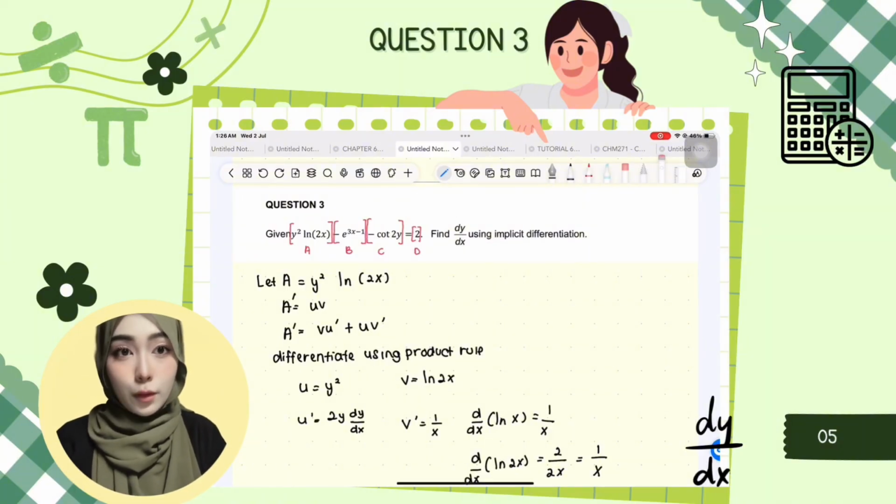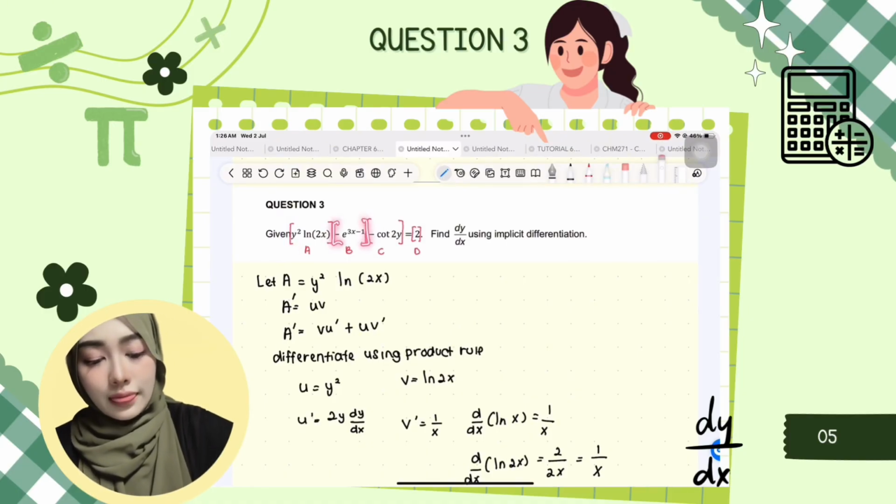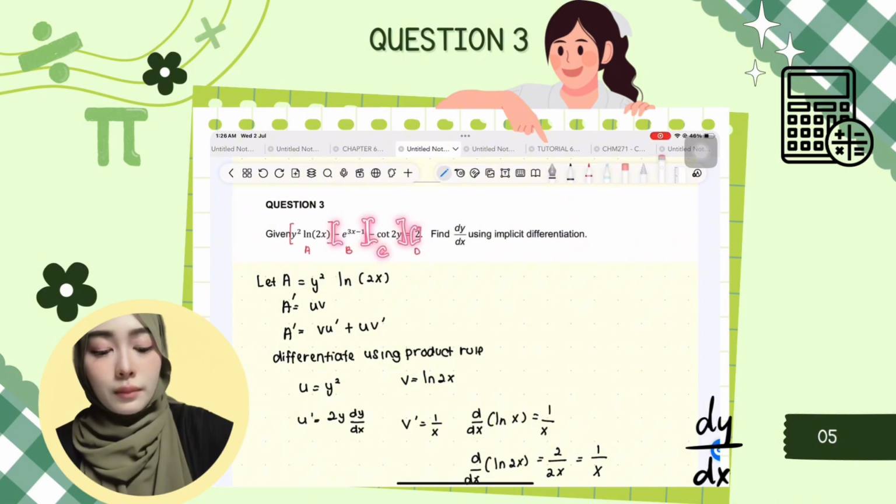The first step right here, we have to separate this into each term. So the first term right here, we label as A. The second term right here, we label as B. The third term right here, we label as C. And the fourth term, we label as D.